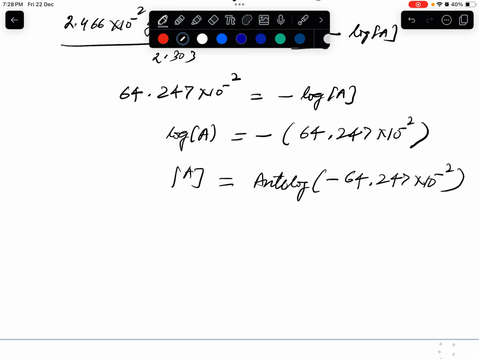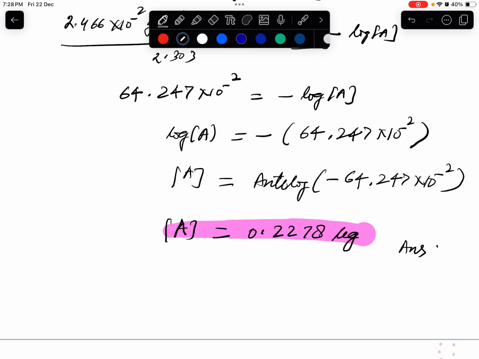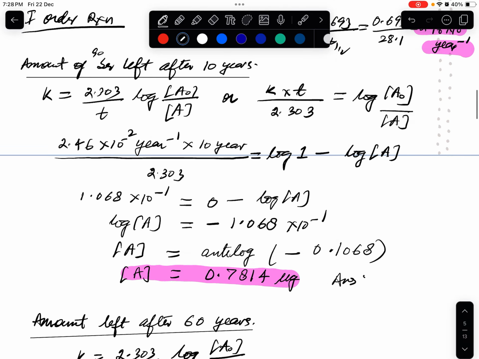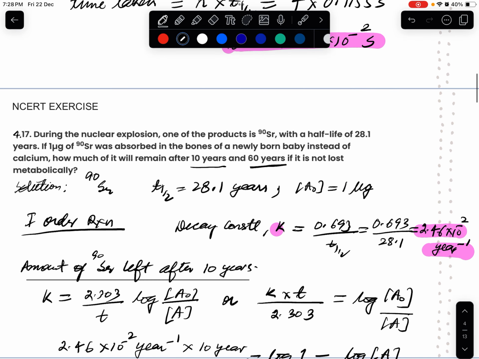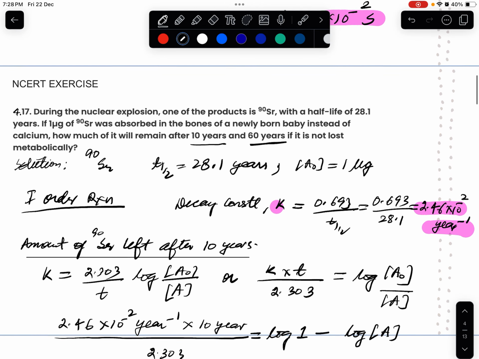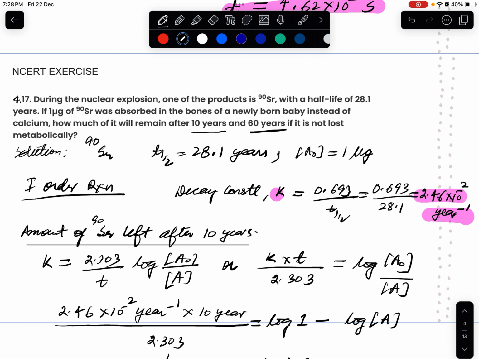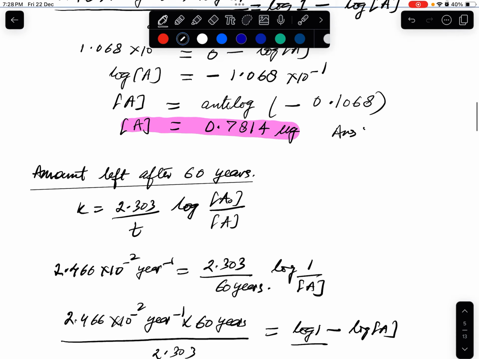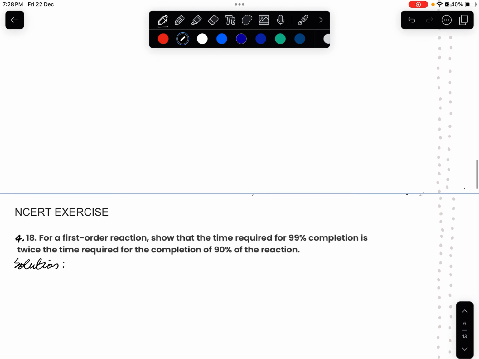So basically the value of A we will be getting as 0.2278 microgram. So this is our second value, that is after 60 years this is the amount left, and after 10 years this is the amount left. For calculating any sort of radioactivity related question, we have to remember that radioactive decay always follows first order kinetics. So we will be using our equations accordingly.